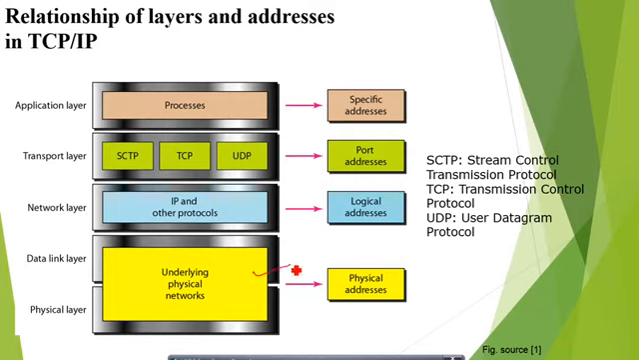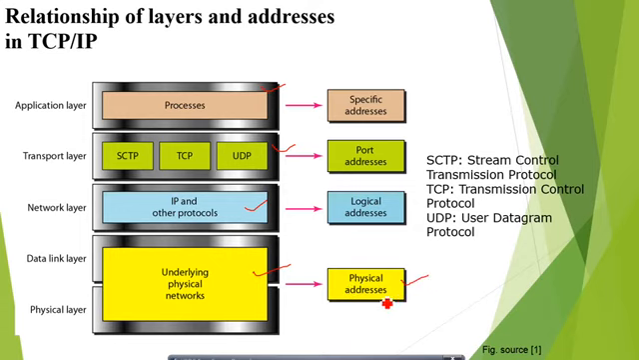This is the network access layer, network layer or the internet layer, you can say, transport layer and application layer. So at each layer we can see different types of addressing schemes are being used. So you can see at the physical layer.